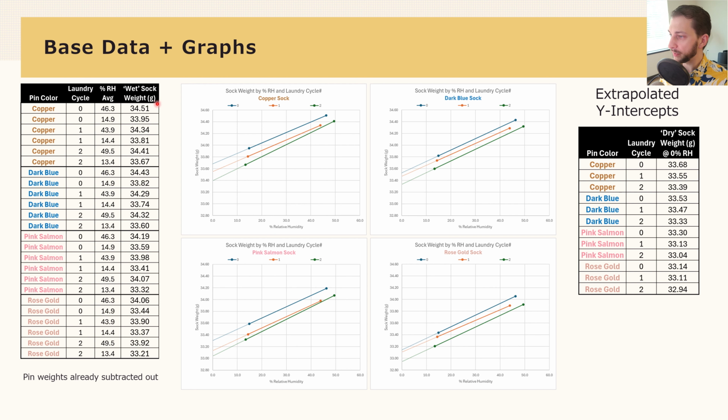So then using laundry cycle 0, 1, and 2, we graph it and we use extrapolation to get to the 0% humidity point. And we make the assumption that at the 0% relative humidity point all of the moisture will be pulled out of the sock. And so we'll be left with a dry sock only. All the extrapolated y-intercept points here at the 0% relative humidity are shown in this table.